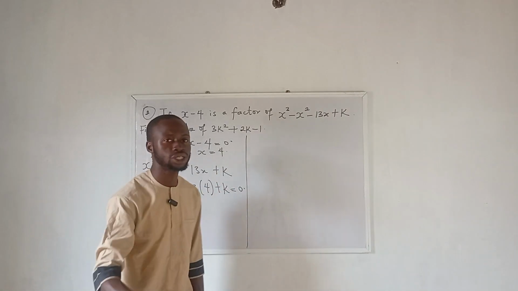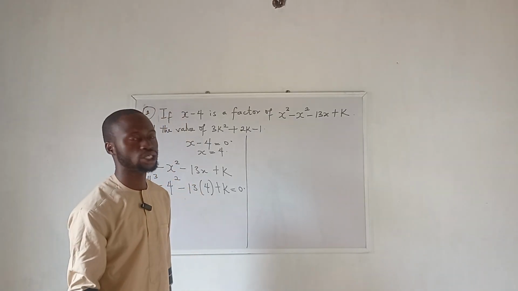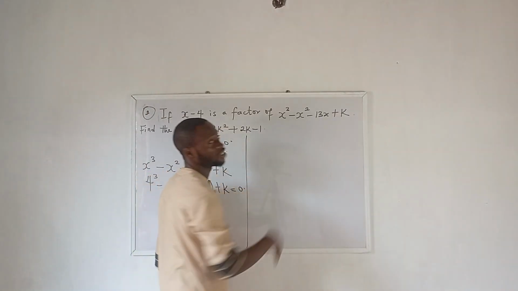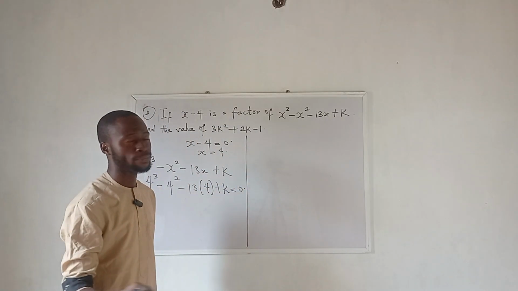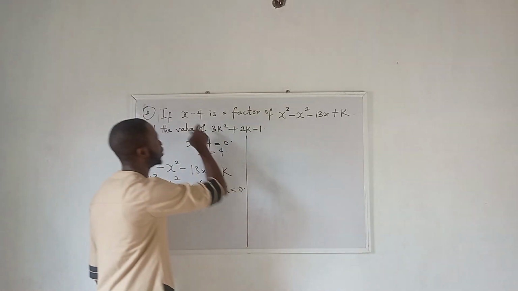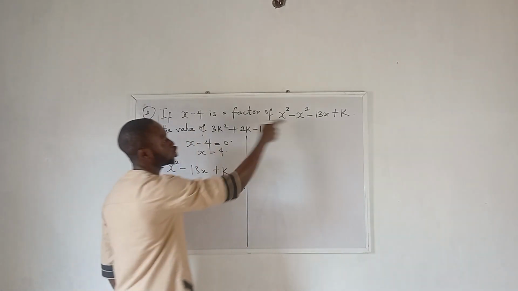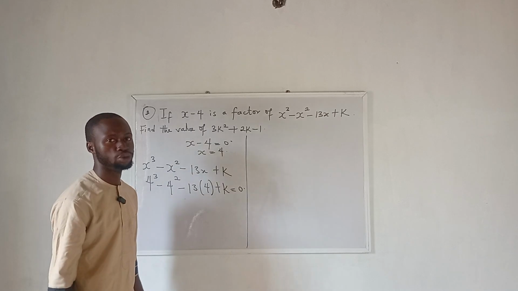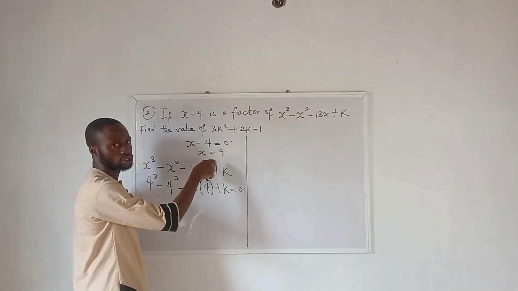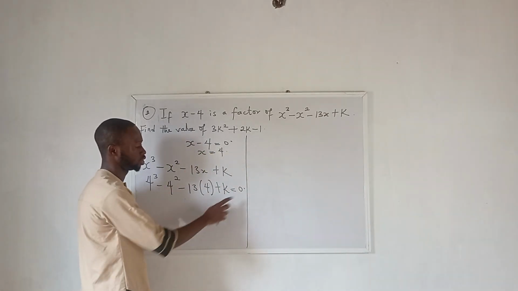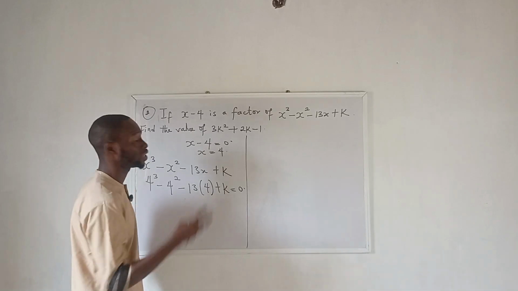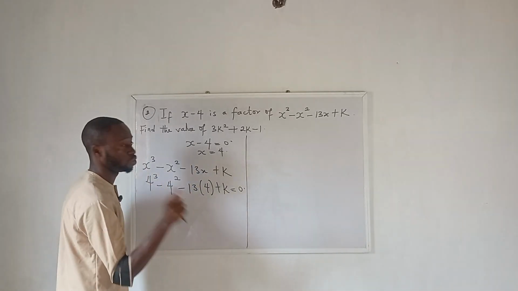But let's assume that it was a question under remainder theorem. So this k would have been a constant, a random number. If that was a number and you are given a factor and they ask you to find the remainder of the polynomial, it's simple. Just use this method, substitute it inside this polynomial. You don't need to equate to 0, you get a value.